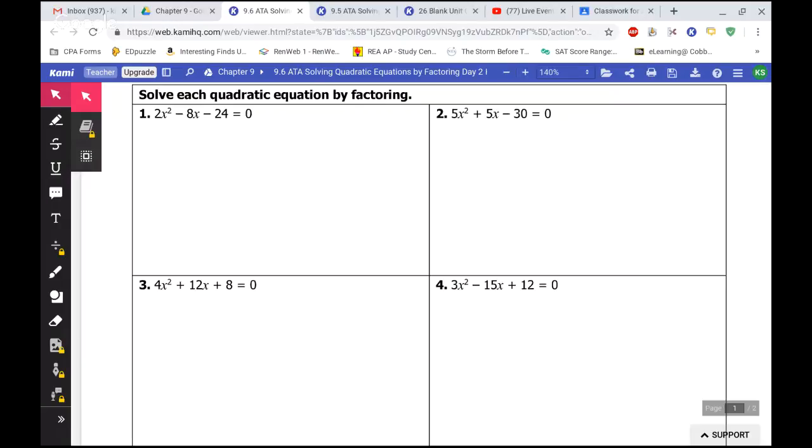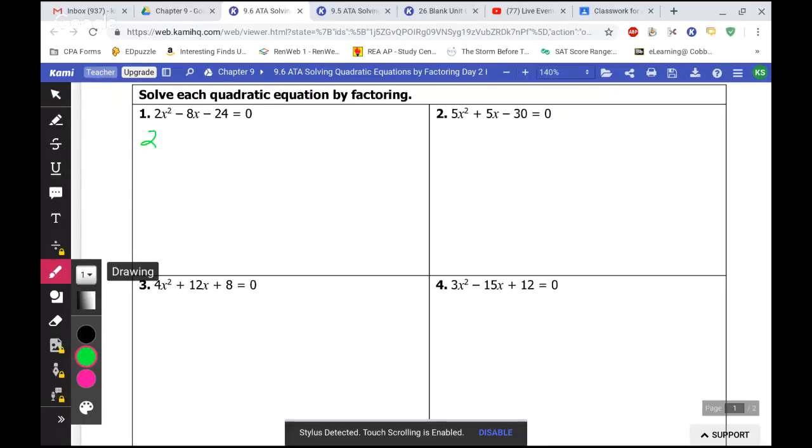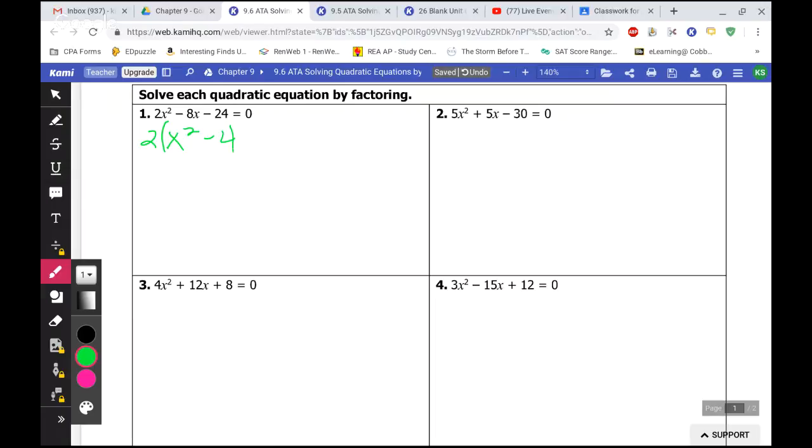I'm sorry, it wasn't cooperating for a minute. Is pink better or is green okay? Is there one y'all see better than another? So you're going to take your 2 out all the way across. So 2x squared divided by 2 leaves us x squared. 8x divided by 2 leaves us a negative 4x. And negative 24 divided by 2 is negative 12. We'll set that equal to 0.